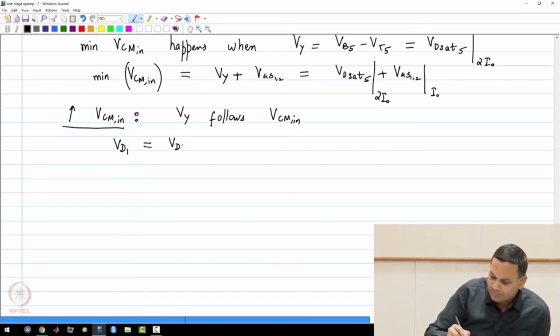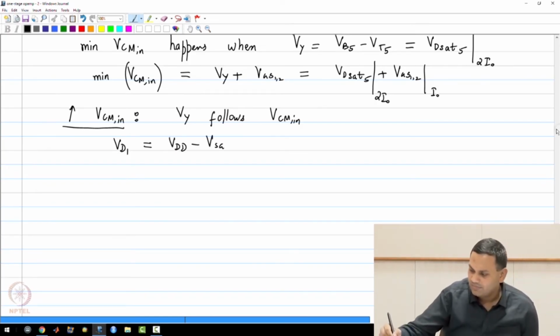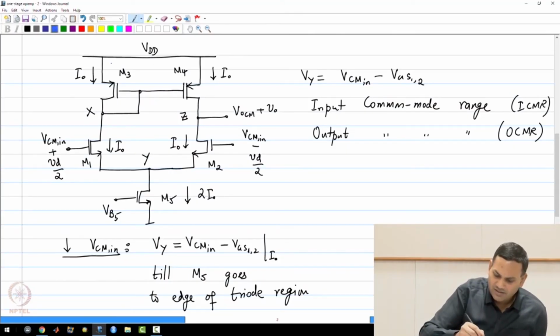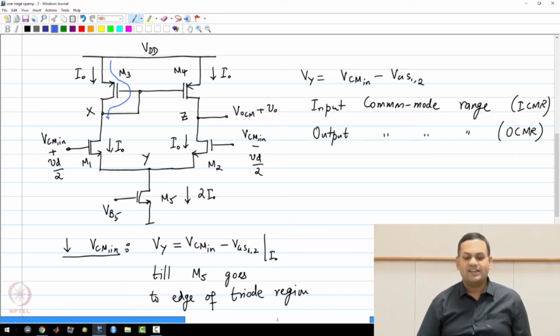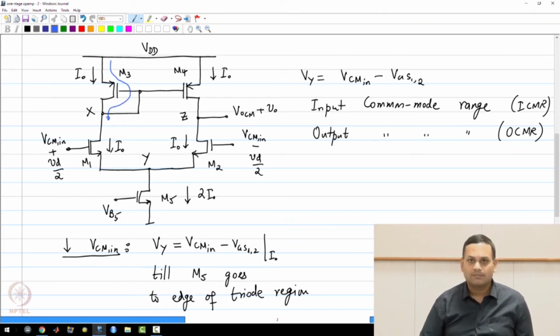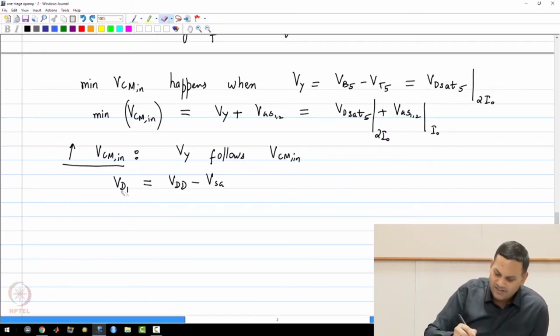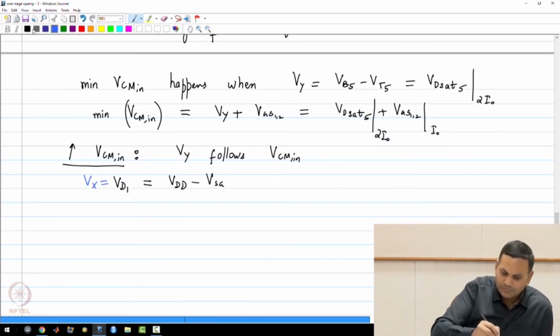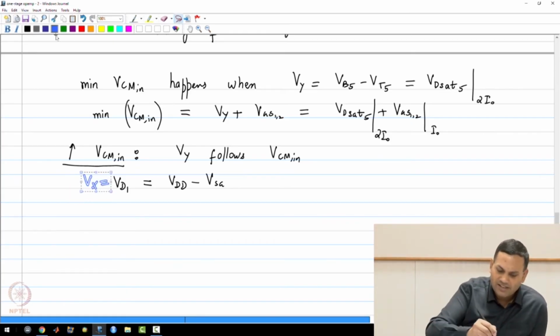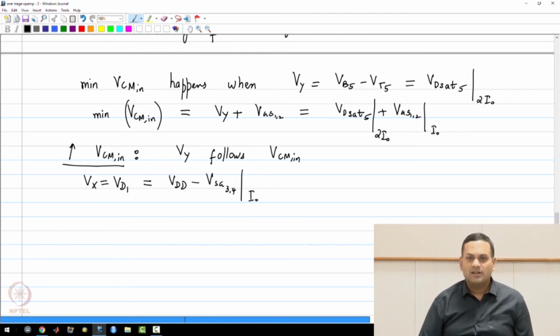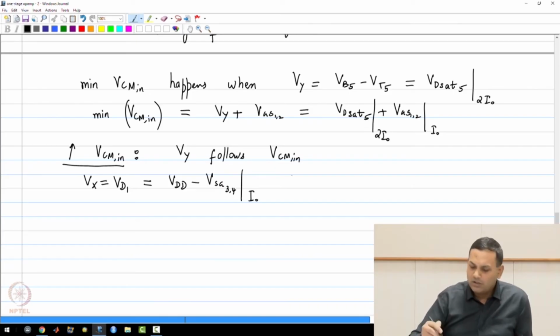this is actually VDD minus VSG3. As you can see, VDD minus VSG3 is the voltage at node X. So Vx is VD1, and that is nothing but VDD minus VSG34, of course at a current I0. Now if I change VCM in, the current source M5 keeps the total current at 2I0, and the currents through each branch is still I0, and therefore this voltage is constant.